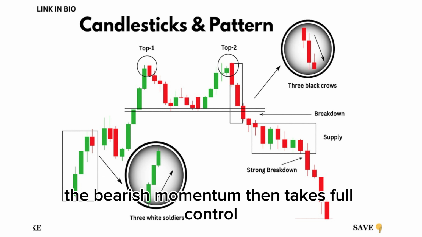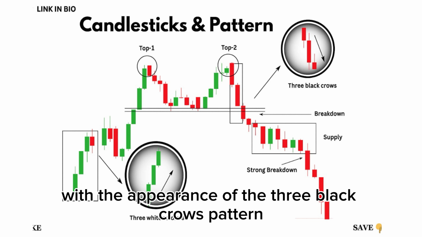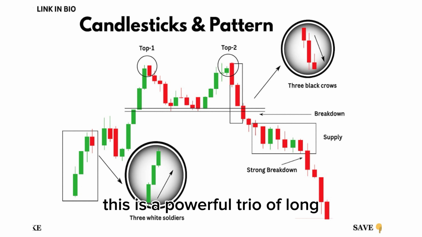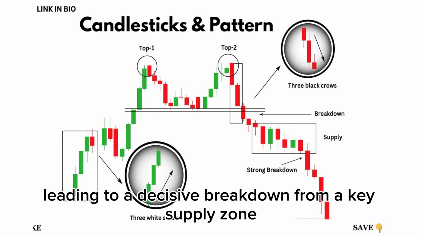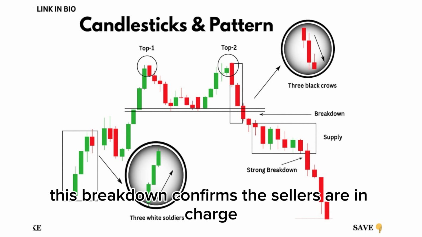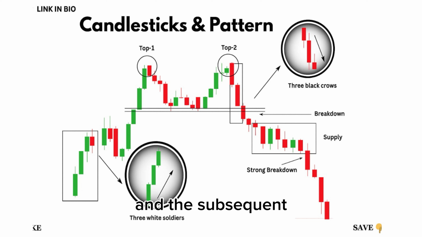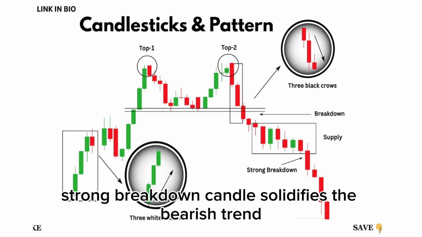The bearish momentum then takes full control with the appearance of the three black crows pattern. This is a powerful trio of long consecutive bearish candlesticks that signal intense selling pressure, leading to a decisive breakdown from a key supply zone. This breakdown confirms the sellers are in charge, and the subsequent strong breakdown candle solidifies the bearish trend.